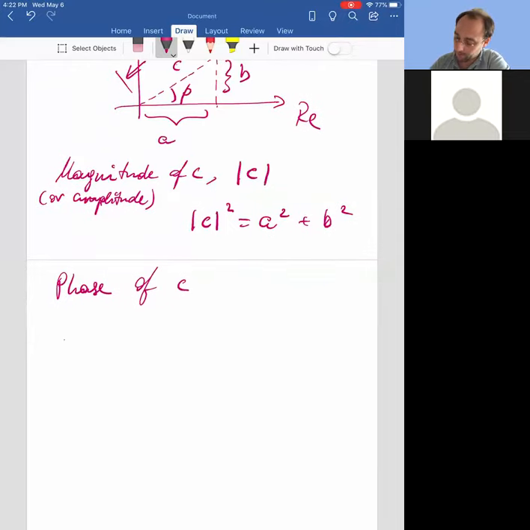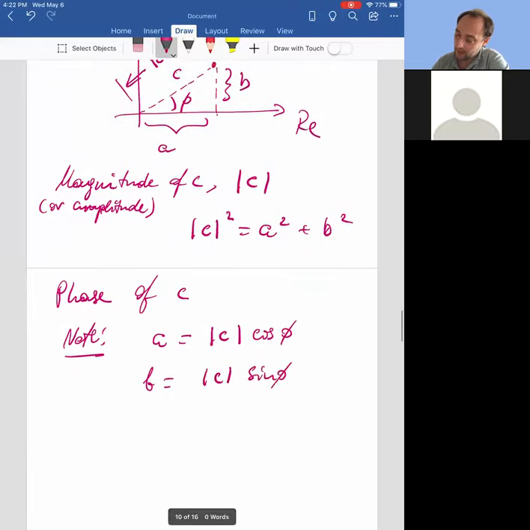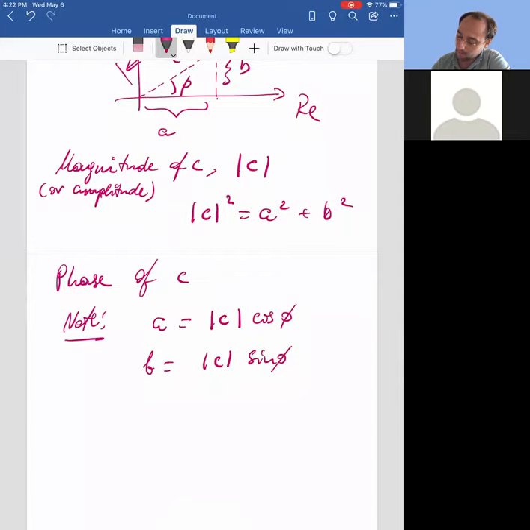So note that A, the real part, is the magnitude times the cosine of phi. The imaginary part is the magnitude times the sine of phi, just trigonometry. And B over A, the imaginary part over the real part, equals the tangent of phi.